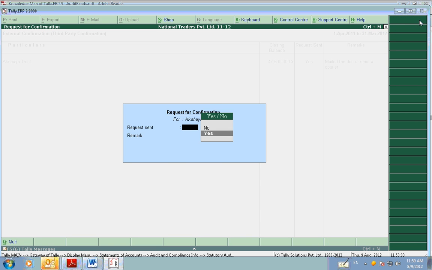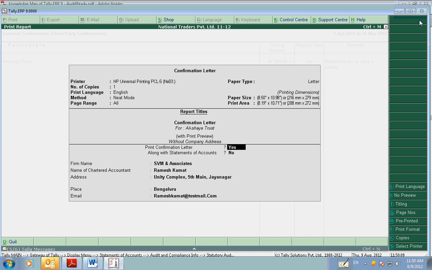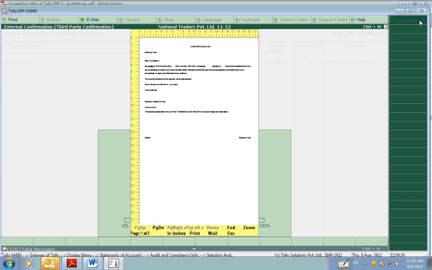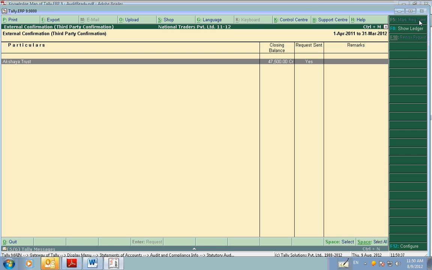Now, again, if you try to check on this, if I say print yes, you can see here, print confirmation letter yes, along with the statement of accounts, you can directly send the statement of accounts to him. Either you can send it as mail or you can take a printout of the same, and let's see what exactly this confirmation letter says. So it is writing directly to Akshaya Trust. Dear Sir, Madam, our auditor so-and-so is asking for the confirmation on this. Please confirm this. Okay, so he will directly confirm to the person who has asked for the confirmation.